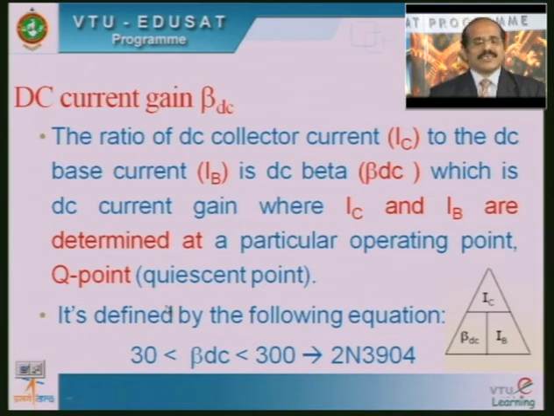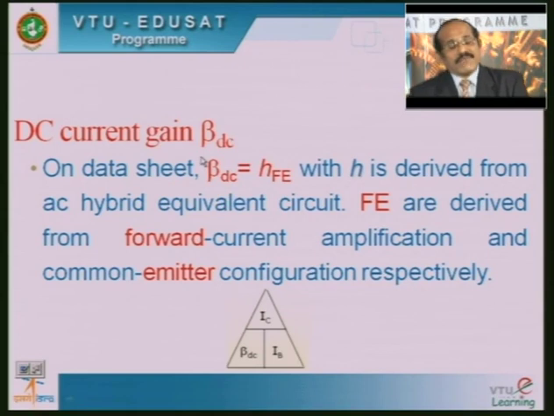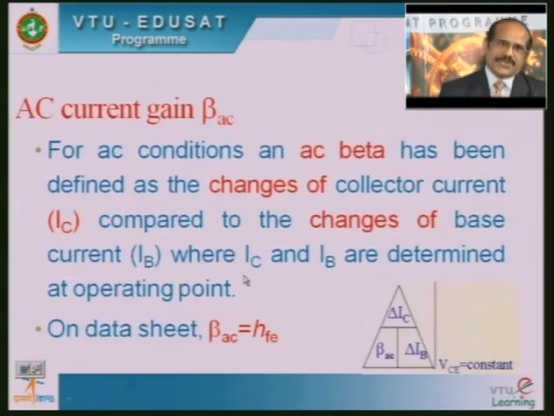Please note that the beta DC, that is the common emitter DC current gain, ranges from 30 to 300 for a transistor 2N3904. And also, if you go through the data sheet or manufacturer specification of the transistor, the beta DC is mentioned as HFE, with F capital and E capital. H is derived from the AC hybrid equivalent circuit, and FE is derived from forward: F stands for forward current amplification, and E stands for the common emitter configuration. So, usually in the manufacturer specification sheet, the beta DC is mentioned in terms of HFE.